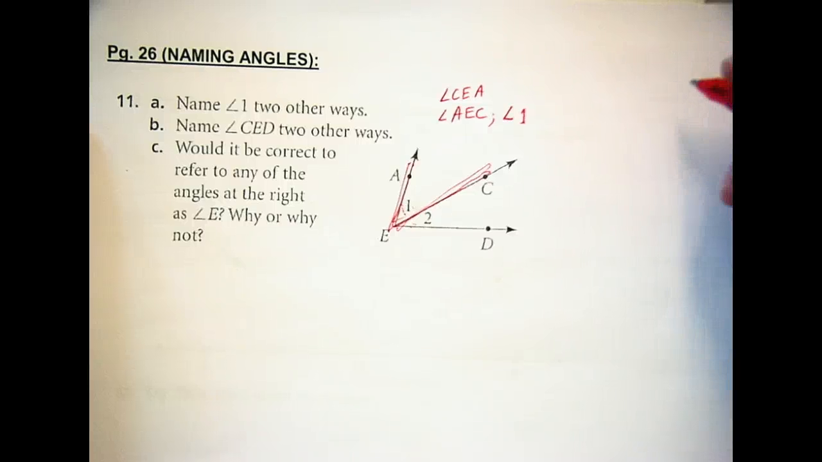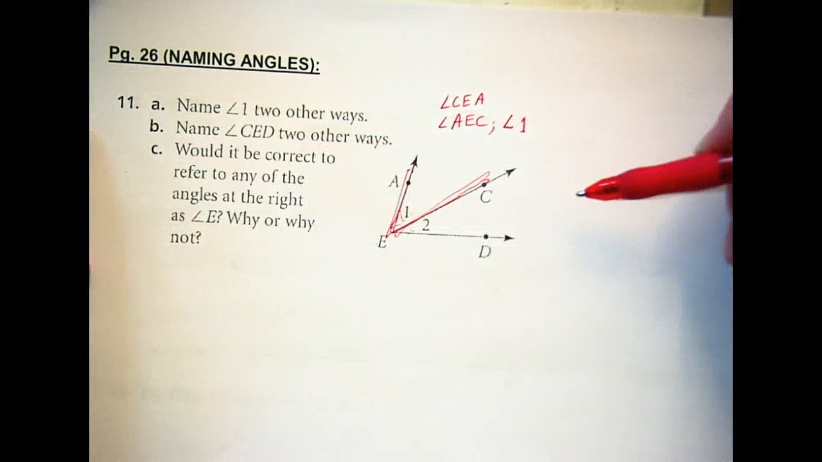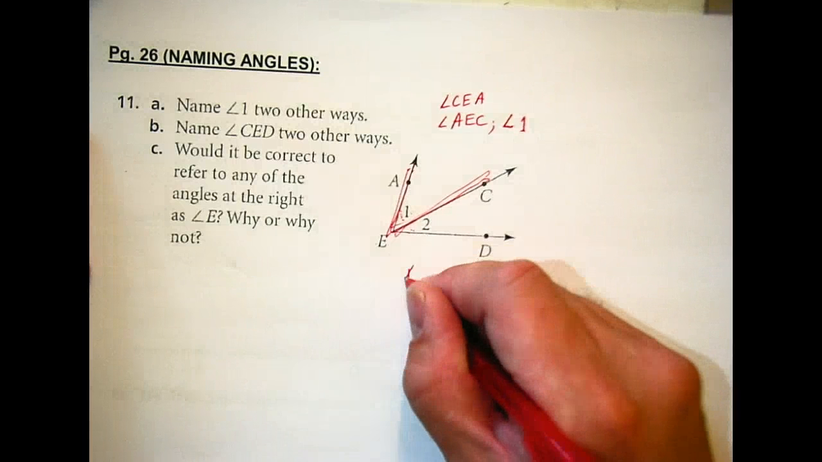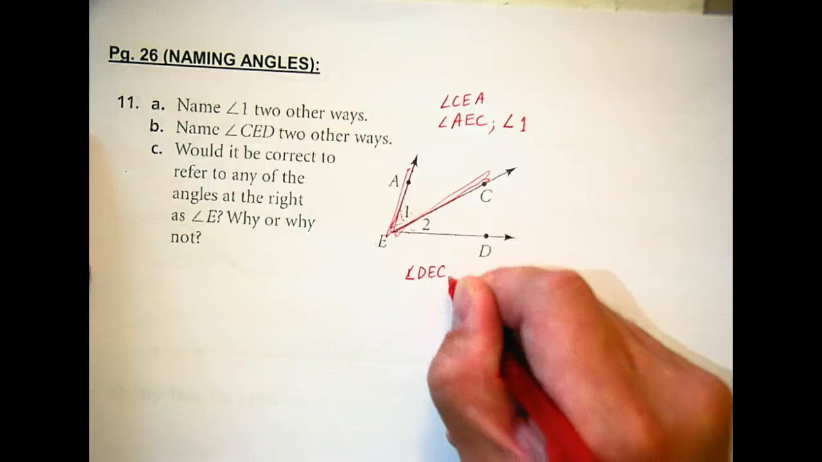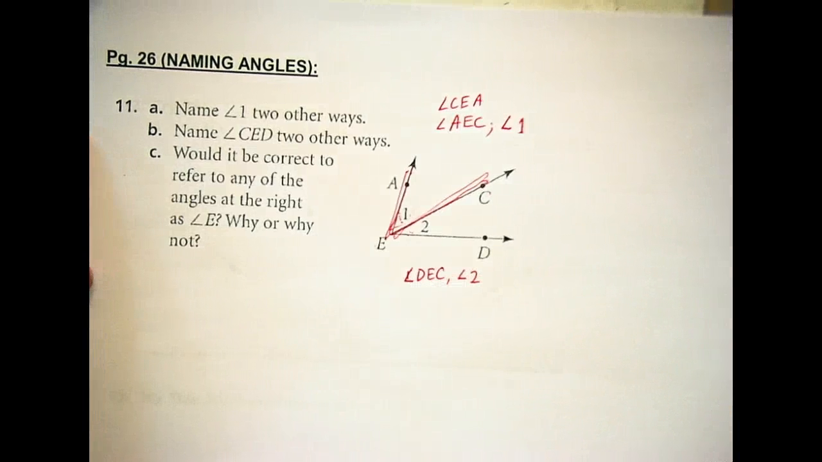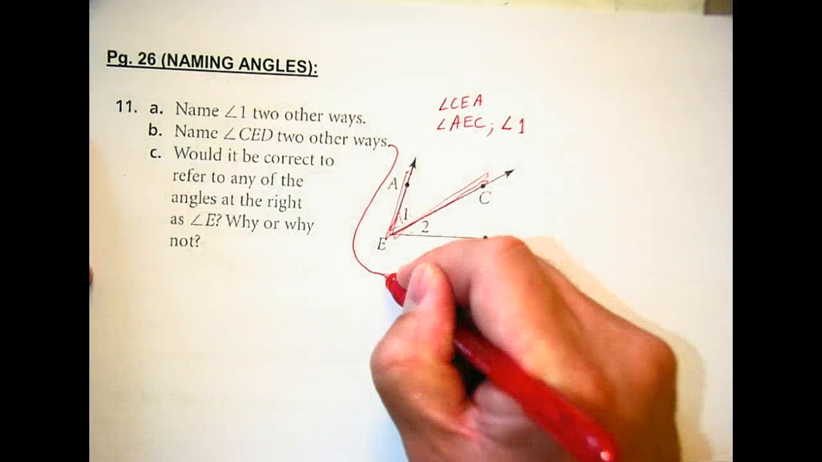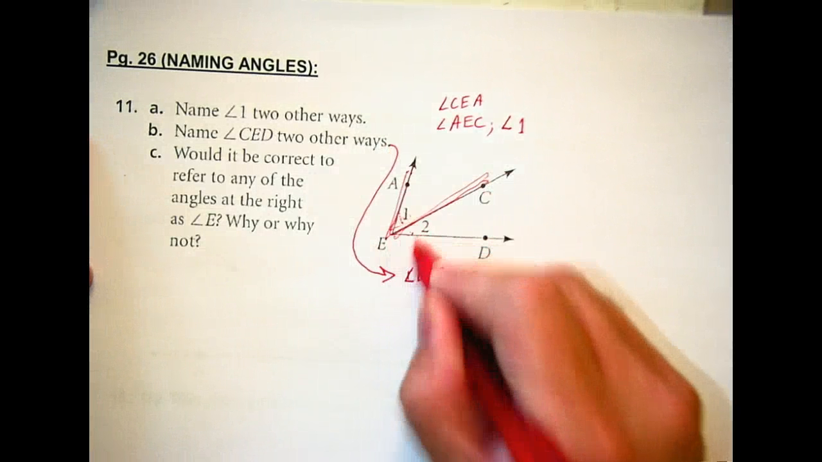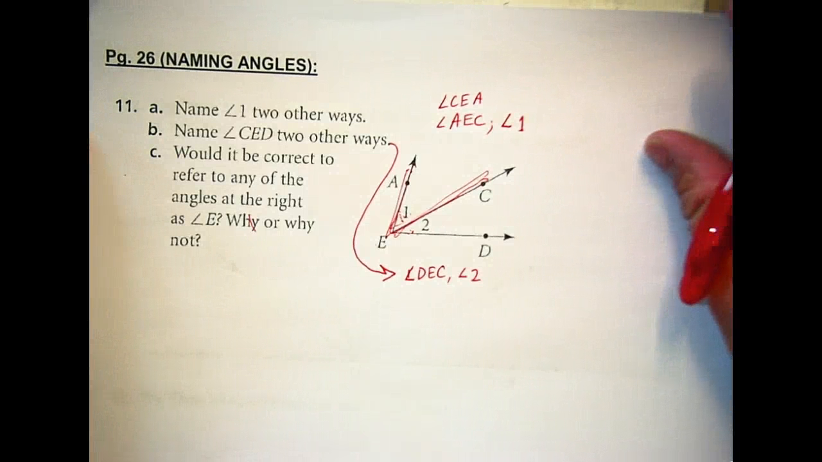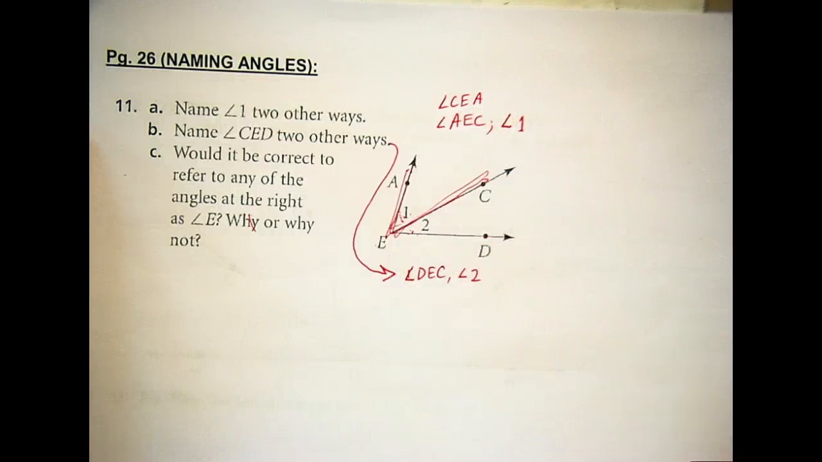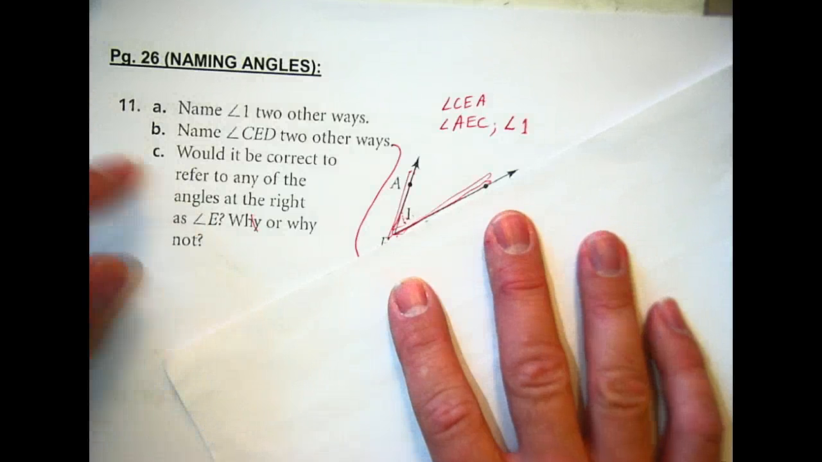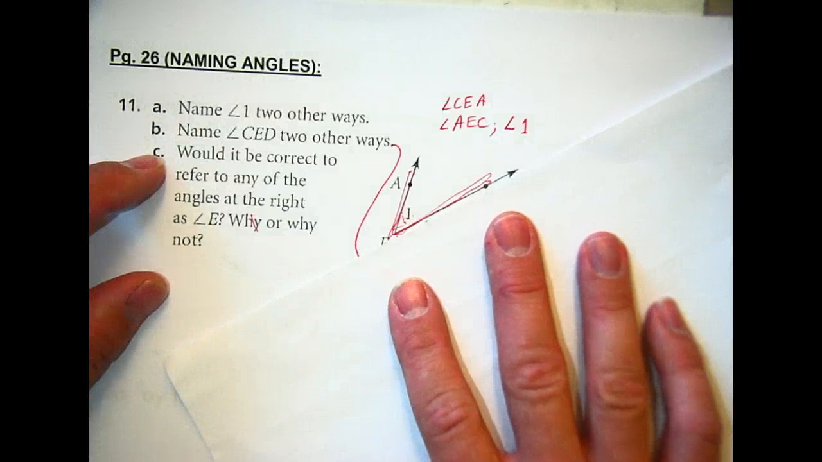I'm sorry. Name CED in 2 other ways. DEC, angle DEC, and angle 2. How about angle E? Nope, couldn't do that. Angle E represents both of those. If it was blank, could you call it angle E? You could, yeah. If it was just, let's cover that up. If it was just that, then yeah, you could call that angle E, if there's only one angle there.